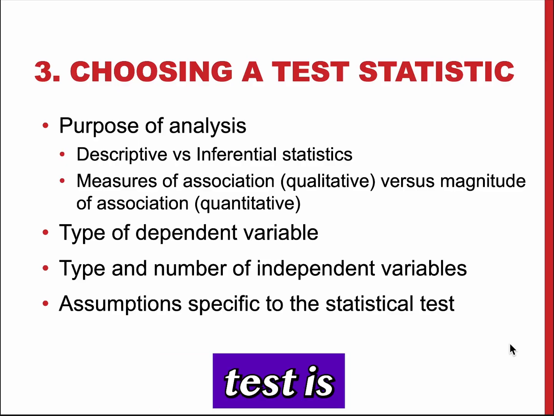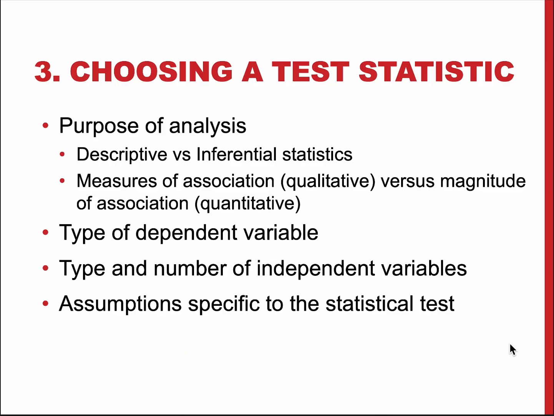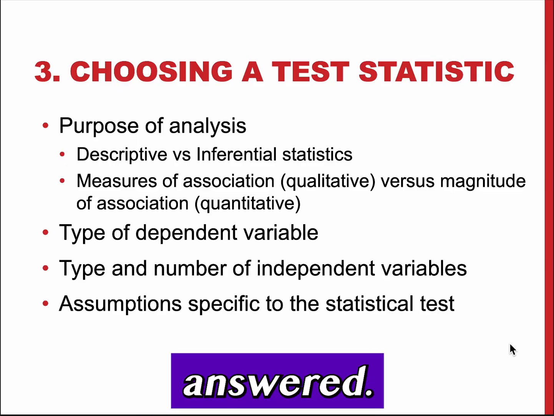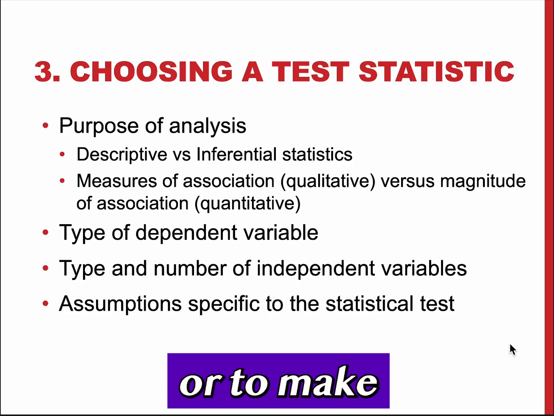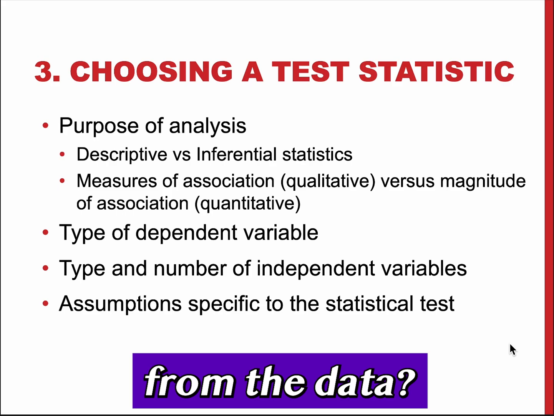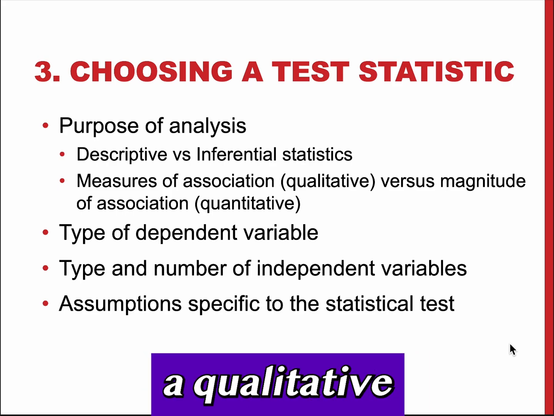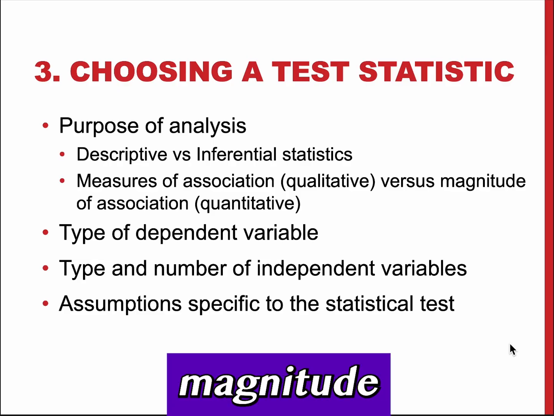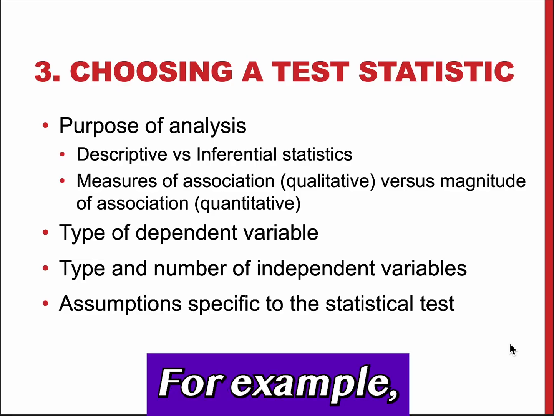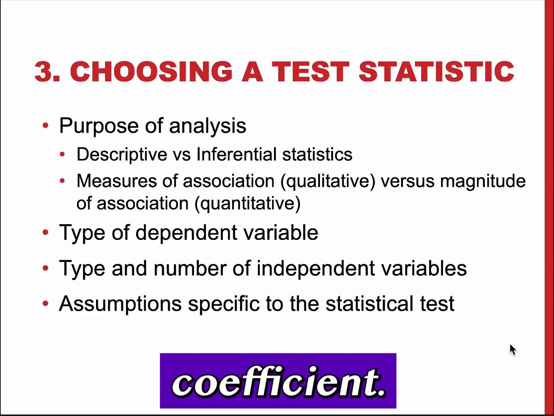Selecting a statistical test is based on several factors. The following questions should be answered. Is the purpose of the analysis to describe the data or to make inferences from the data? Do you want a test that provides a qualitative measure of association, a p-value only, or a quantitative magnitude of association, for example, a numeric correlation coefficient?